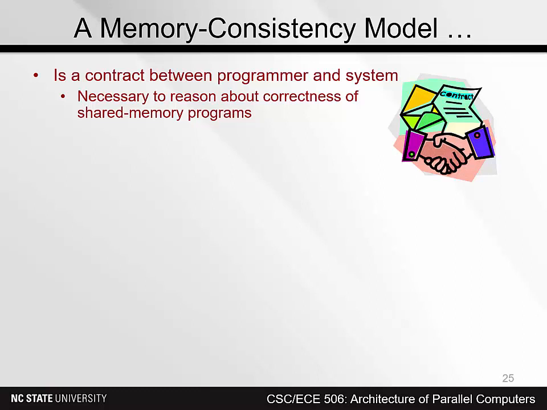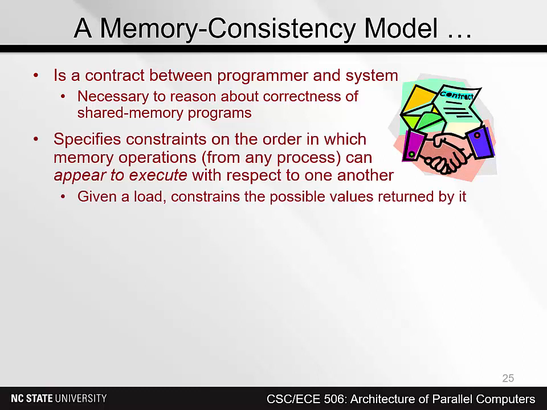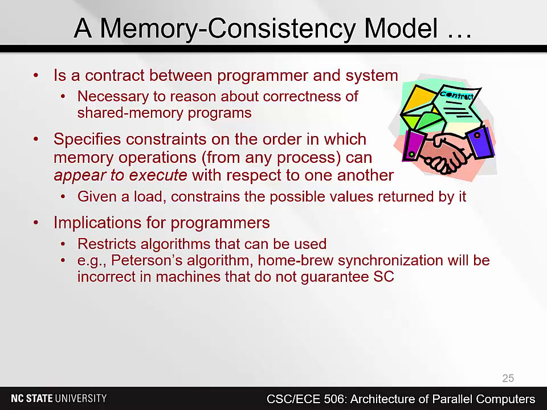A memory consistency model can be considered to be a contract between the programmer and the architecture. Some of the responsibility for keeping writes in order lies with the programmer, and some lies with the architecture. It specifies the order in which memory operations, which take place in order at the processors where they occur, can appear to execute throughout the rest of the system.